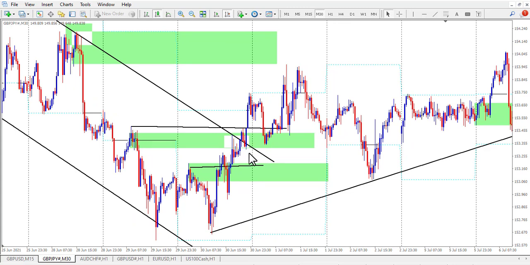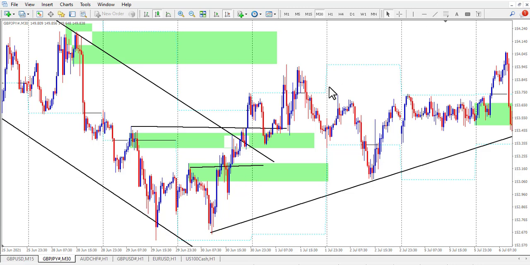This is what you are doing, and this is what you're waiting for. After the break of a trend line, you are looking for a zone that is higher. If you are looking for buys, like in this case, the zone should be higher than the trend line. If you are looking for sells, the zone should be lower than the trend line in terms of price.